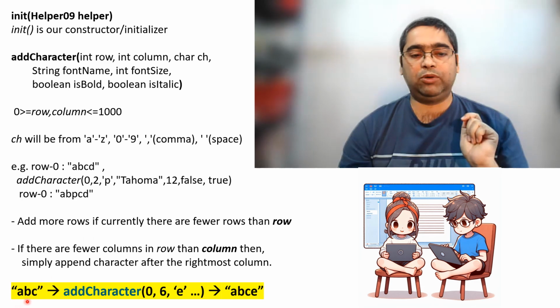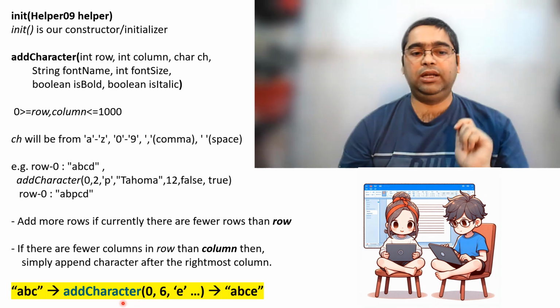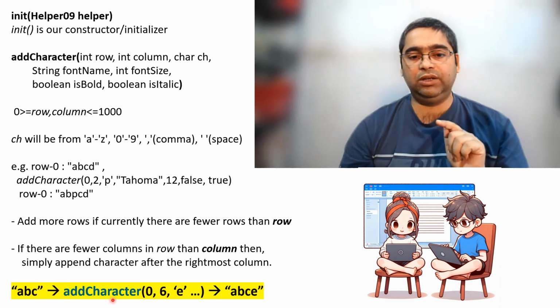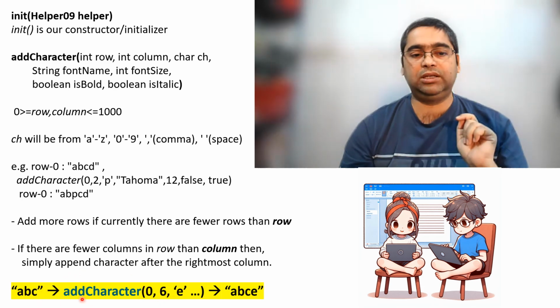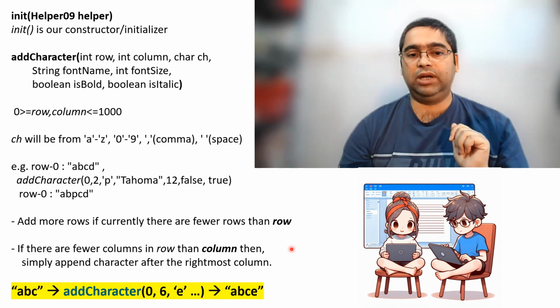Let's say we have added only 3 characters, at columns 0, 1, 2, so the string is ABC, and the add character method is called with column number 6. In this case, we will add the new character at the end of the string. Even though the column number is 6, the final character will get appended at the end, that is A, B, C, and E. This is how the add character method will work.